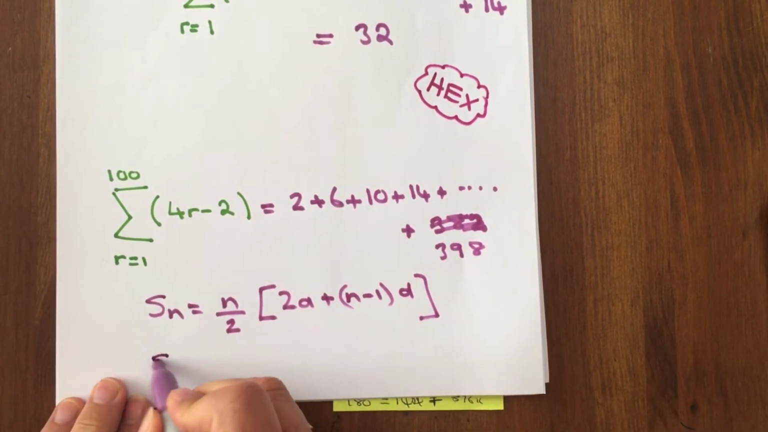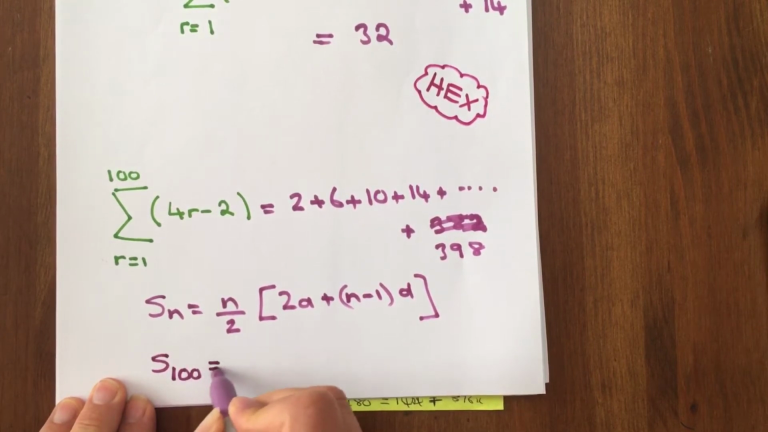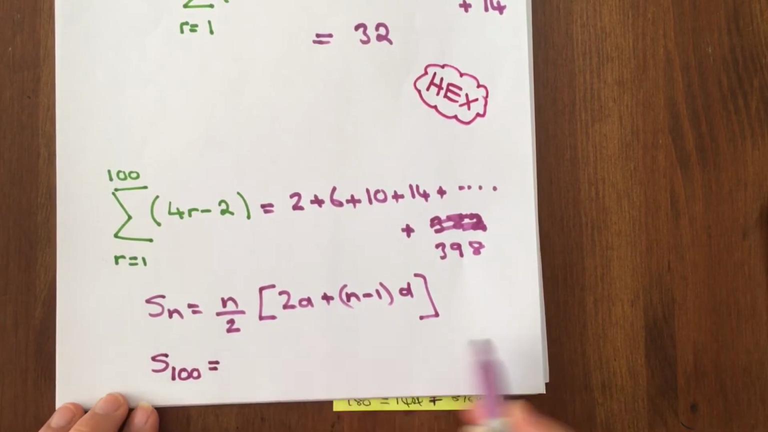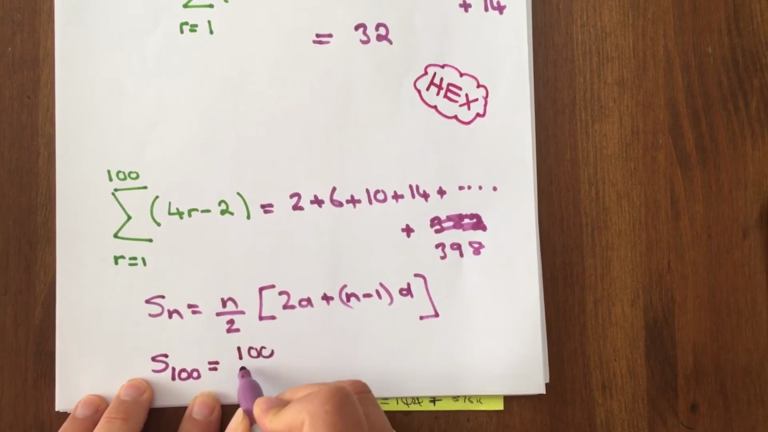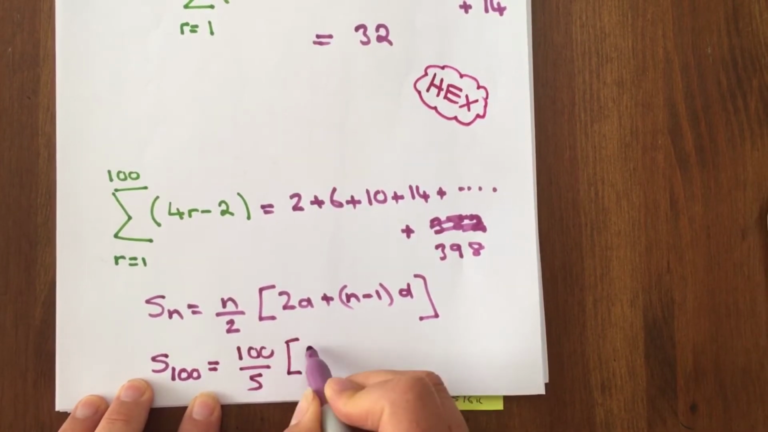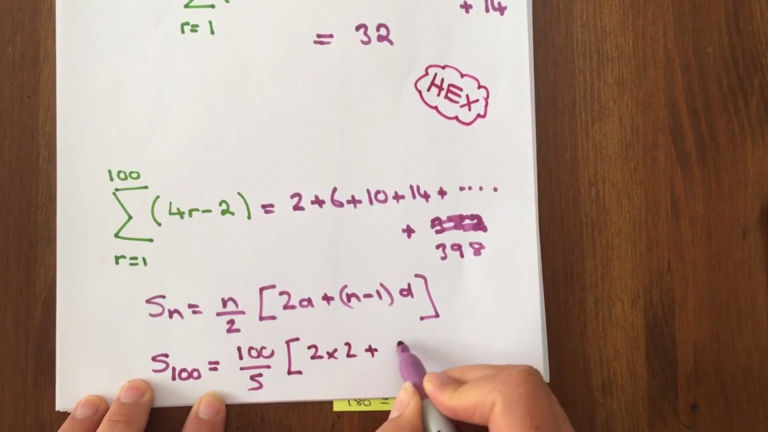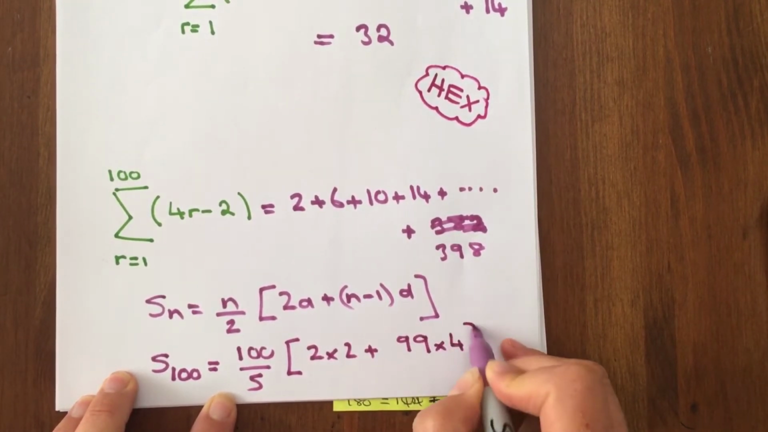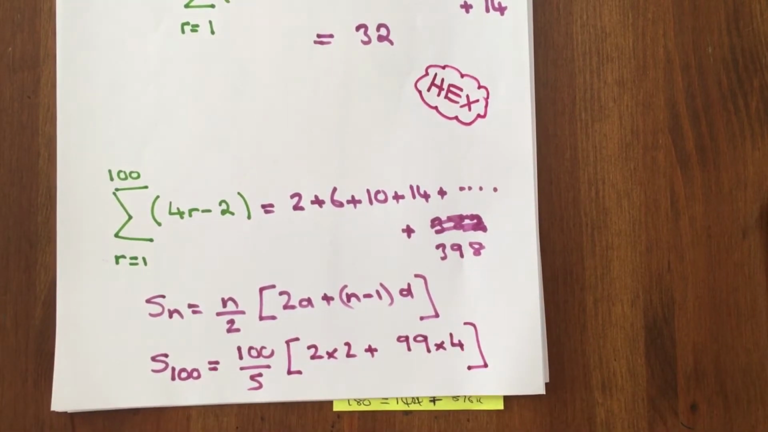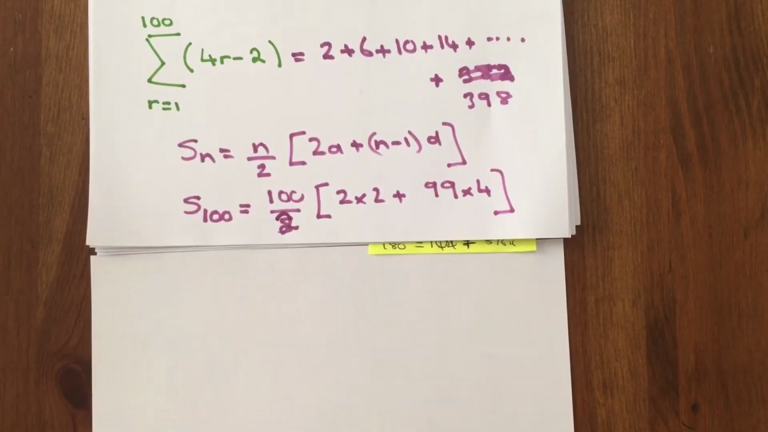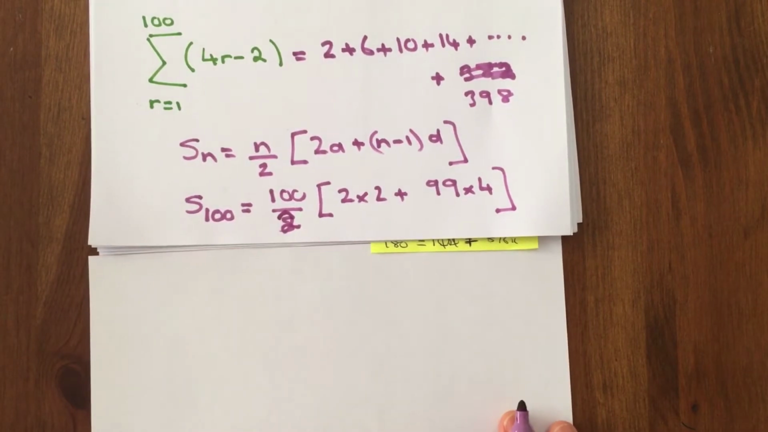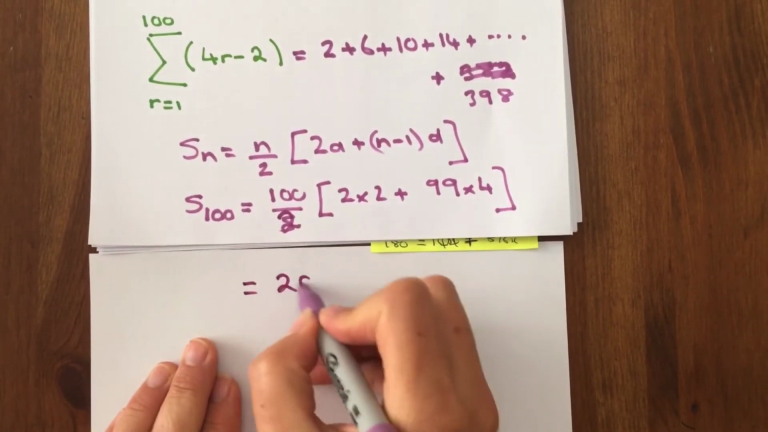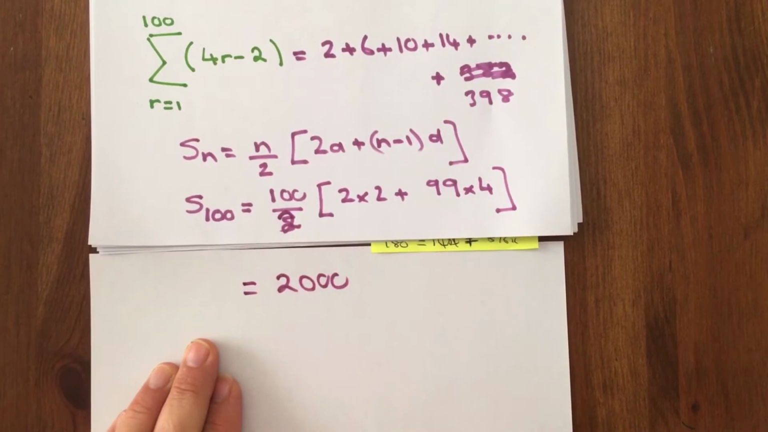So I am actually working out the sum of the first 100 terms, and I just sub in all my values. So A is 2, n is 100, and d is 4. So I just sub it all into there, and I get an answer on my calculator. If we put all of that into my calculator, I will get 20,000, divided by 2, by the way, here.